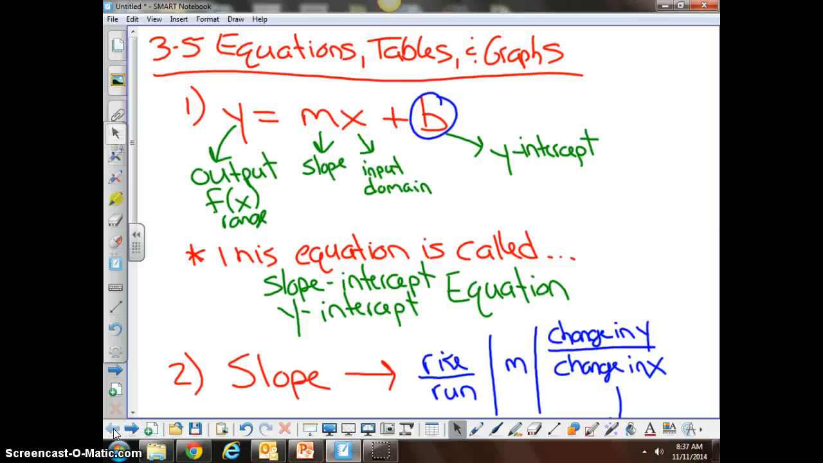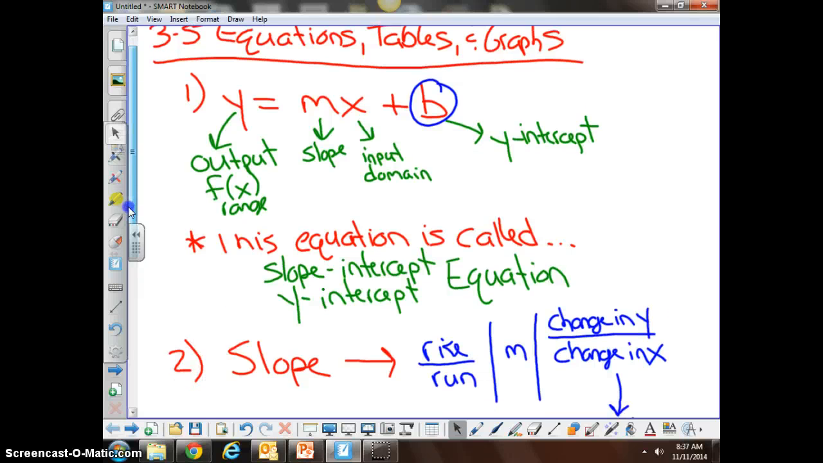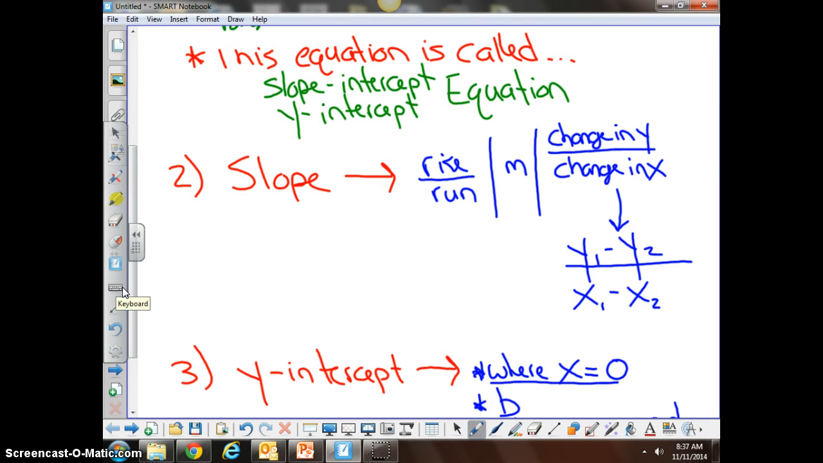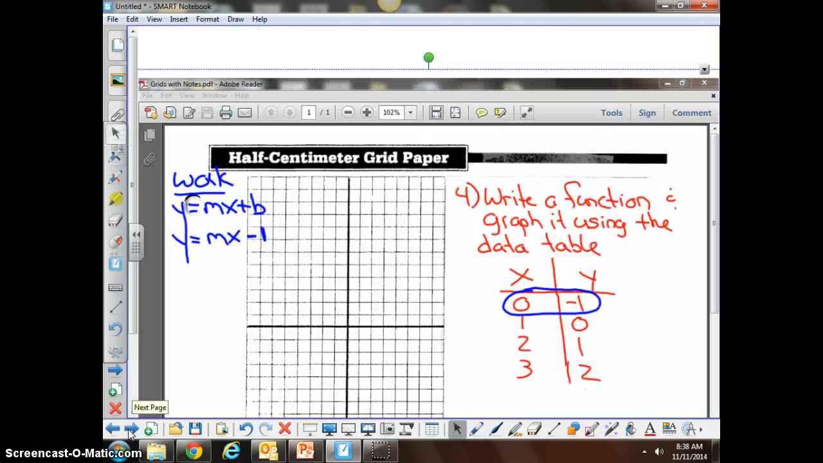It's represented with m. It's the change in y over the change in x. And the math part is y1 minus y2 over x1 minus x2. I'll explain what that looks like here. When you look at your table, we have x coordinates and y coordinates. So we're going to start with the first one again, and we're going to do the change in y over the change in x. So we need 2 coordinates of y and 2 coordinates of x.